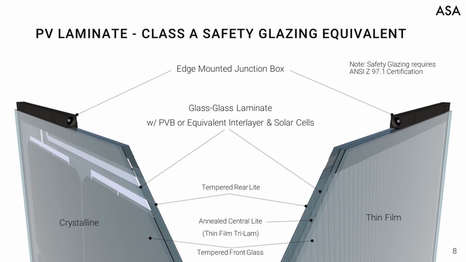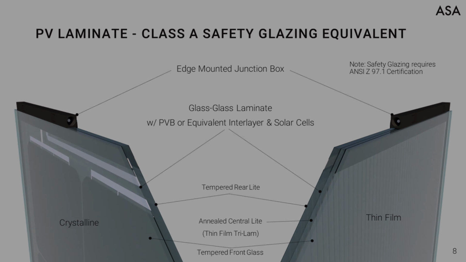In the case of thin film technologies, annealed glass is typically utilized for its flatness. When thin film technologies require safety glazing equivalents, one strategy is to sandwich that annealed glass in between two tempered glass lights, creating a tri-laminate, as seen here. If you are needing to conceal wiring in more integrated applications, edge-mounted junction boxes can be utilized rather than the traditional junction box that is mounted to the rear side of the module.